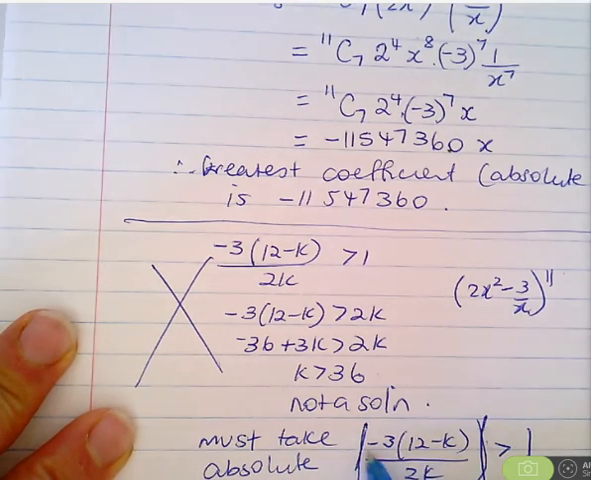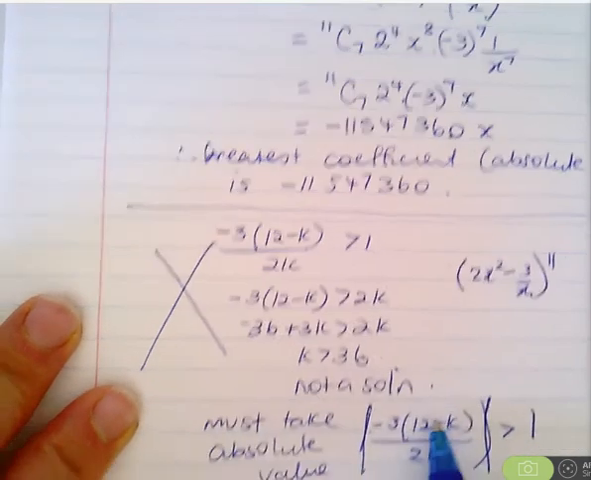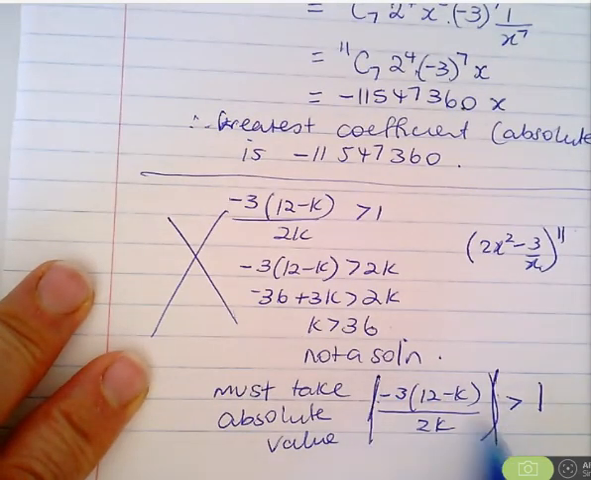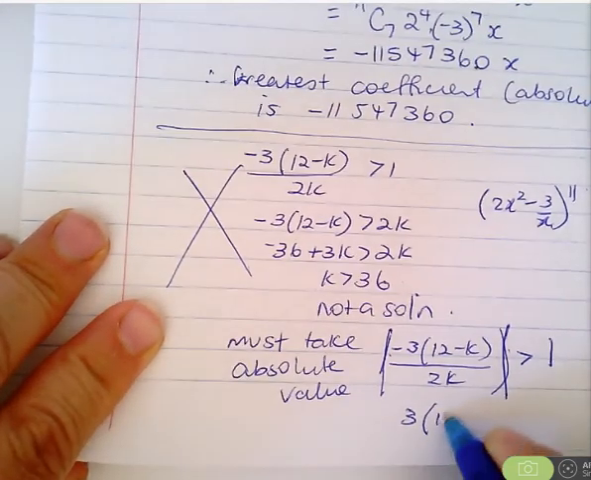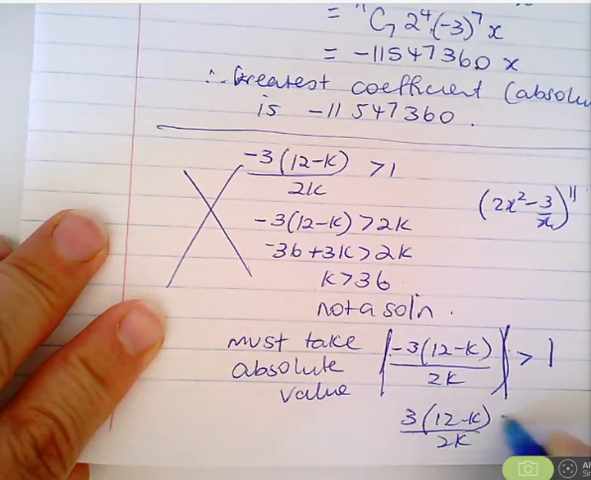So this is obviously a negative expression. You don't go changing this negative here too. This is negative all of that. So it just becomes, when you take the absolute value, it just becomes 3 times 12 minus k over 2k is greater than 1.